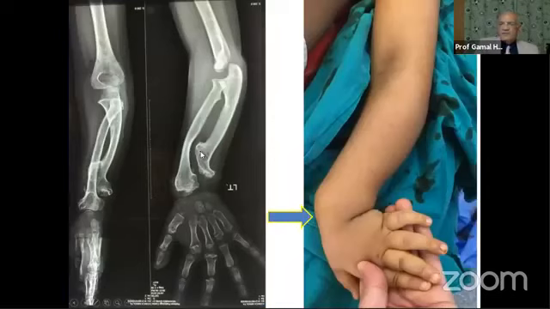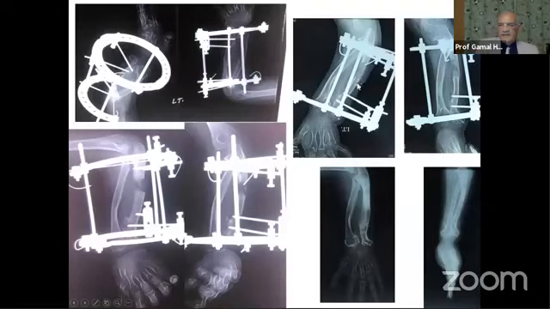Again, radial problems, wrist problems. See in such a case, lengthening of the radius, lengthening of the ulna and correction of the deformity. This is indirect correction of the problem.